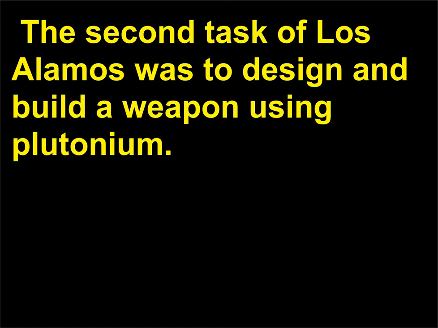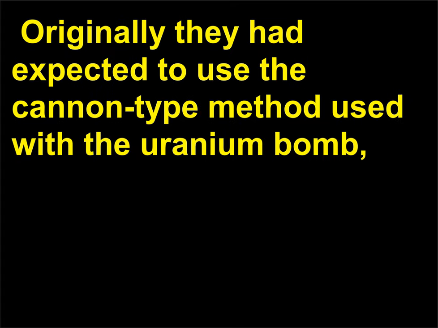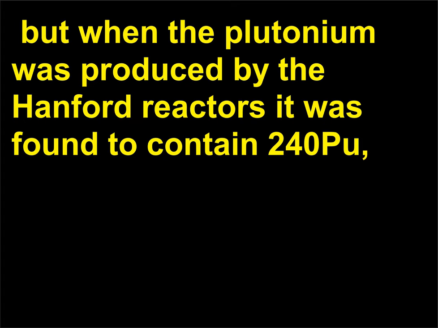The second task of Los Alamos was to design and build a weapon using plutonium. Originally, they had expected to use the cannon-type method used with the uranium bomb. But when the plutonium was produced by the Hanford reactors, it was found to contain 240Pu, and another design had to be developed.